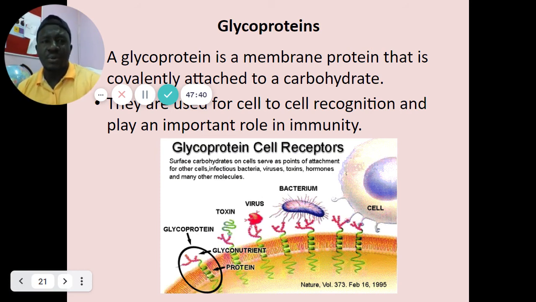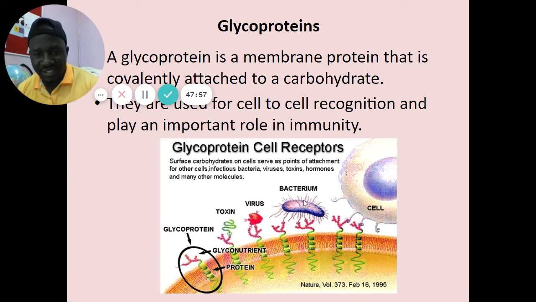Glycoprotein is a membrane protein that is covalently attached to a carbohydrate. They are used for cell-to-cell recognition and play an important role in immunity or immune response. So glycoproteins, as you can see in this picture, if this is a bacterium, its glycoprotein is different.